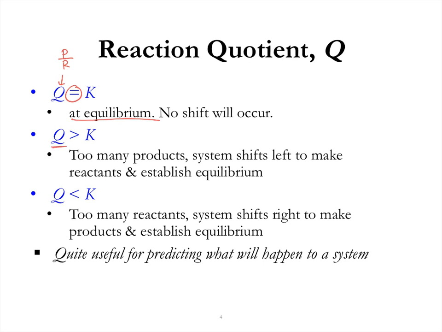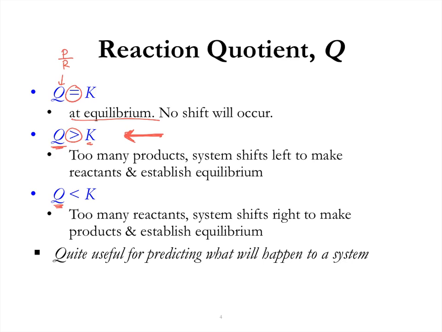If you calculate Q and it's greater than K, that means that too many products are present in that system compared to what there should be at equilibrium. So the system would favor the reverse reaction to establish equilibrium. So think of it this way: if you have Q and K, and Q is the bigger number, the reaction is going to proceed in that reverse direction in order to establish equilibrium, to reduce the value of the numerator and make it equal to K.